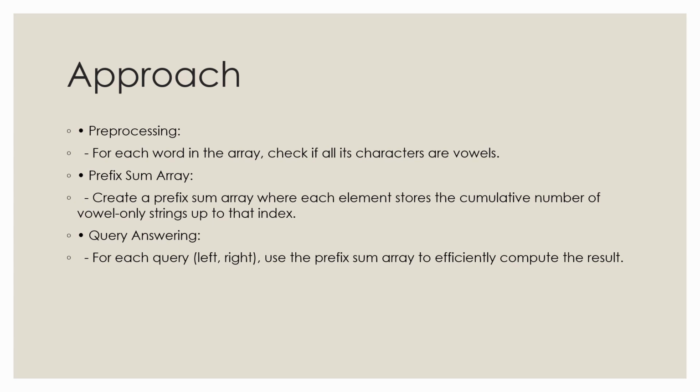Now let's discuss the approach to solving this problem efficiently. First, we pre-process the words list to identify vowel-only strings. For each word, we check if every character is a vowel. Next, we create a prefix sum array where each entry stores the cumulative count of vowel-only strings. Finally, for each query, we simply calculate the difference between two entries in the prefix sum array to get the count of vowel-only strings in the specified range.